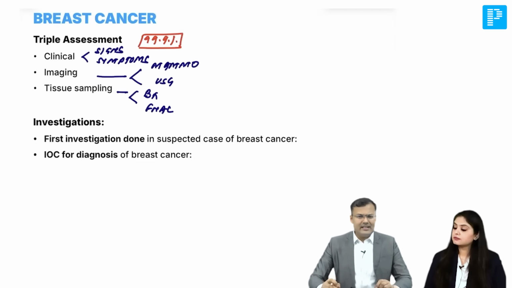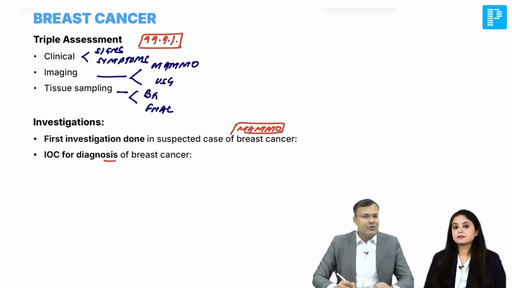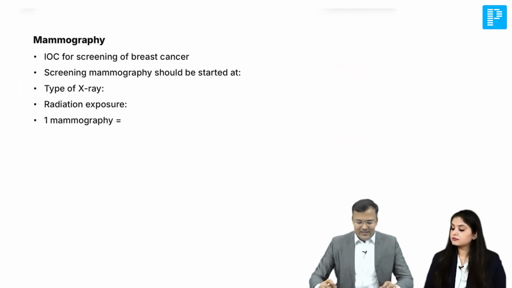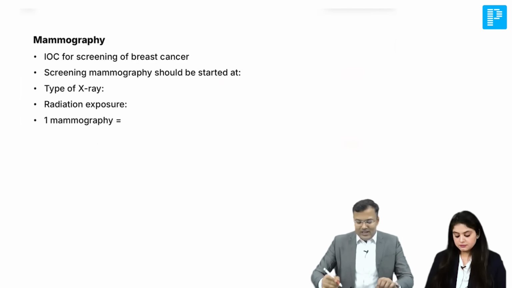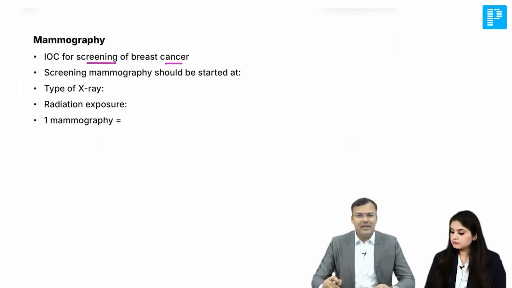We already discussed what is the first investigation done in a suspected case of breast cancer. That is mammography. And you know that the investigation of choice for diagnosis of breast cancer is biopsy, and what are the other names of biopsy? True cut biopsy, core cut biopsy, needle biopsy. Easy? Next, mammography, one of the frequently asked questions almost every year. So guys, you know that it is the investigation of choice for screening of breast cancer. Can you tell me at what age screening should be started?